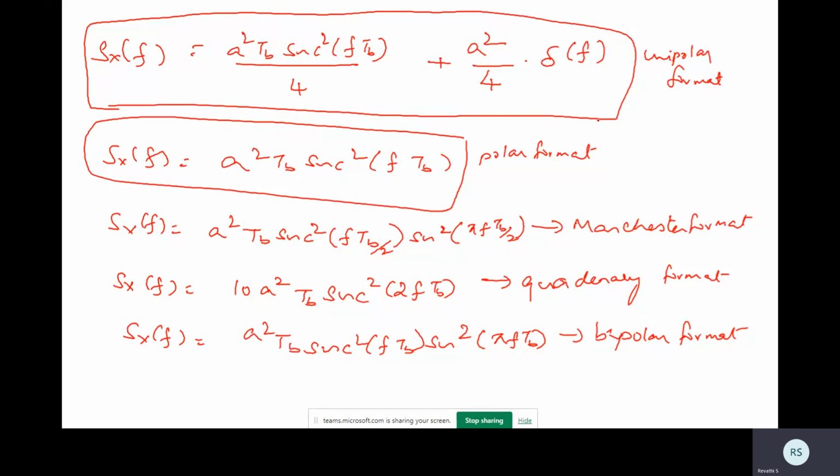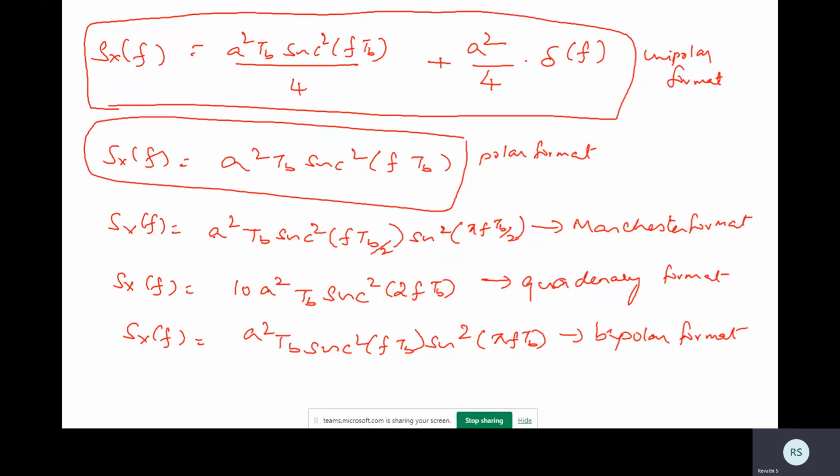Second point you need to understand is compare the amplitude of all the formatting. See the amplitude of the unipolar formatting: A squared Tb by 4. Amplitude of polar formatting: A squared Tb. For Manchester formatting, A squared Tb. For bipolar formatting is also A squared Tb. But for quaternary formatting, 10 A squared Tb. So when you are comparing, the amplitude tells you what is the power consumed.